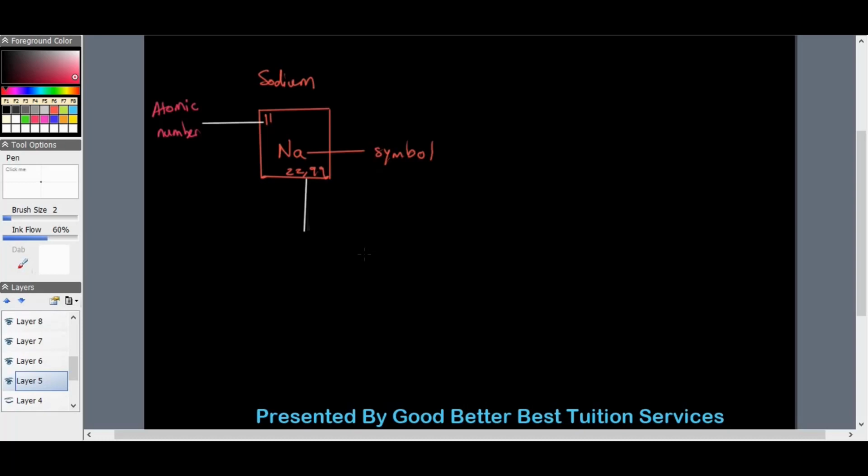The bigger of the two numbers would be what is known as the atomic mass number, or just atomic mass. In other words, it's the mass of the atom, 22.99, and it's measured in grams per mole. You don't have to worry about this just yet, because we will learn this only in grade 10, starting from grade 10 all the way through to grade 12. It's fun. Don't worry about it.